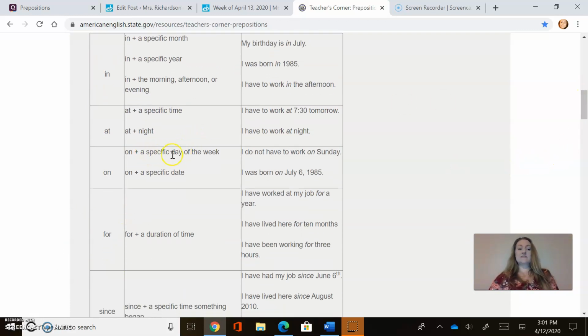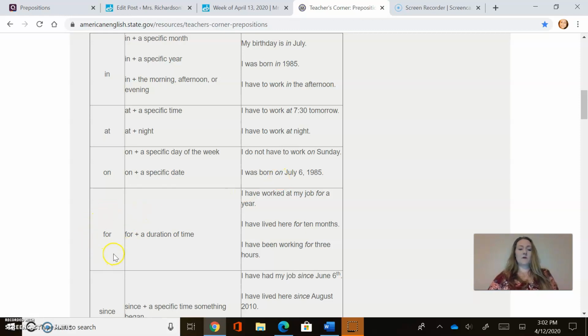On is also a preposition for time. When we talk about a specific day of the week, I do not have to work on Sunday. Okay, on a specific date. I was born on July 6, 1985. See here, my birthday is in July. I only tell the month. Here, it's a date. July 6, 1985. So we use the word on.